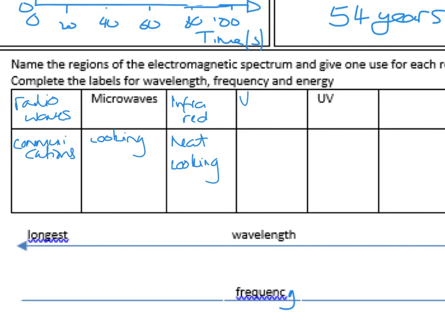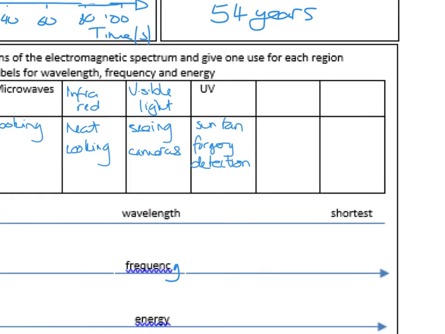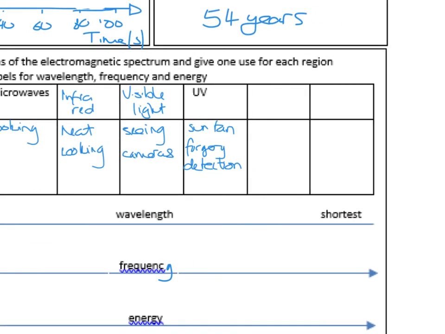We've got visible light. We use that for seeing. Cameras. Ultraviolet, suntans, and checking notes for forgeries. You might see in shops where they hold your banknotes underneath a blue light and they will glow in certain ways. Next one, we've got X-rays.